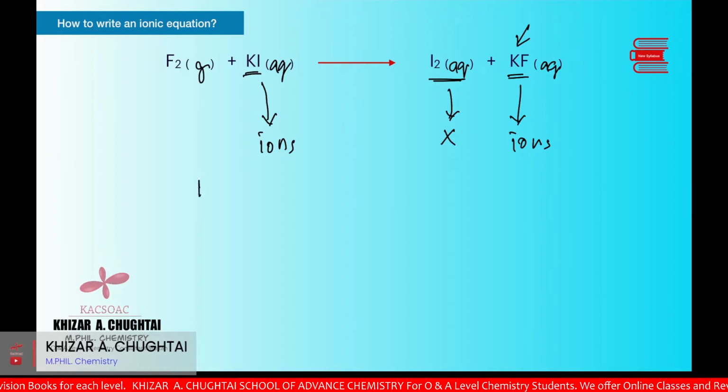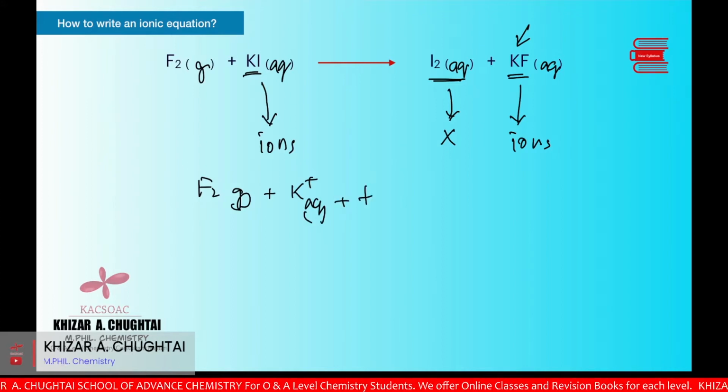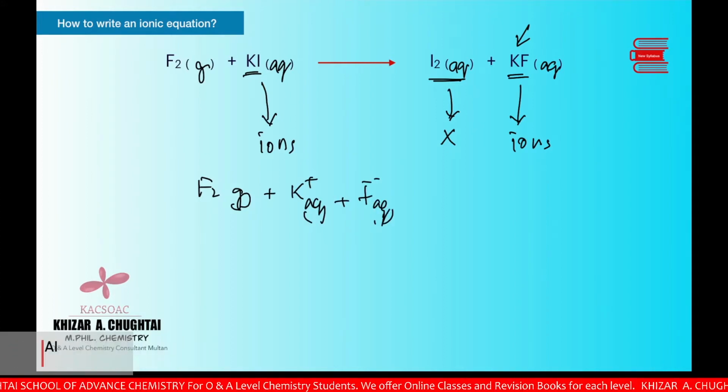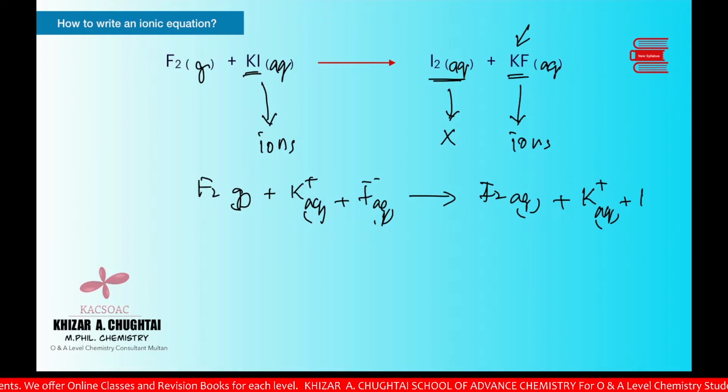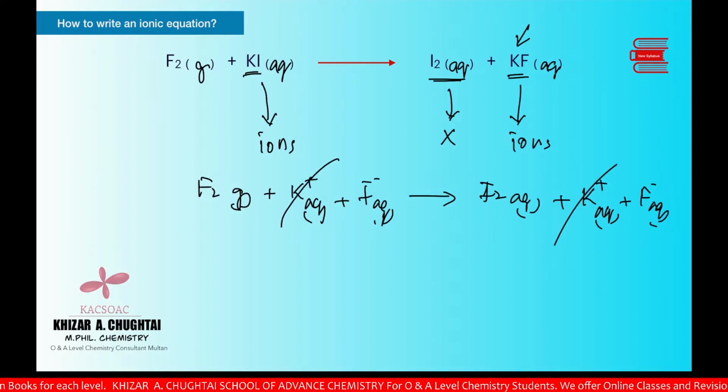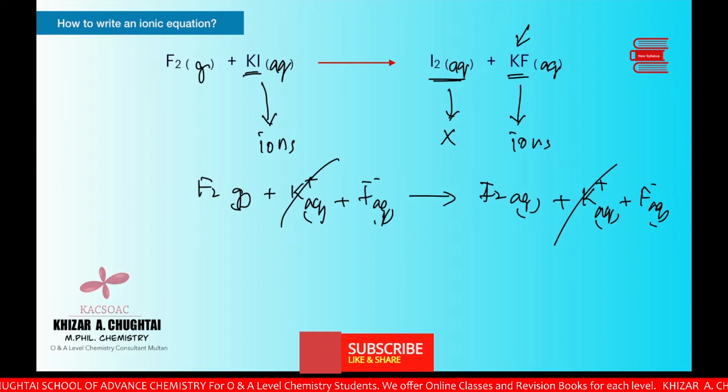Alright, so F2 gas plus K positive aqueous plus I negative aqueous goes to I2 aqueous, but it's not going to make ions in the water. And again K positive aqueous, potassium ion aqueous, and F negative ion aqueous. The spectator ion is the potassium ion, so I'm going to cancel it out. And to balance this chemical equation, we will have to put 2 over here and 2 over here. So I'm again marking 2, 2, 2 and 2.